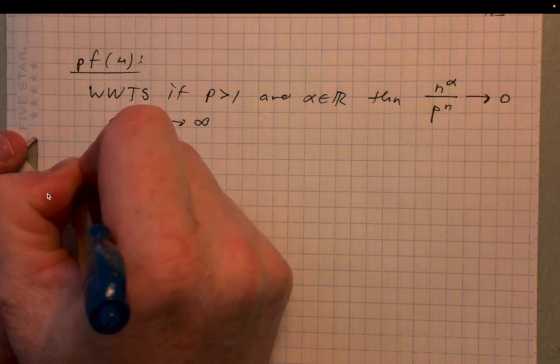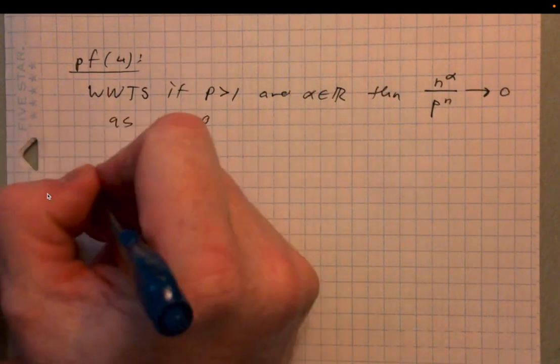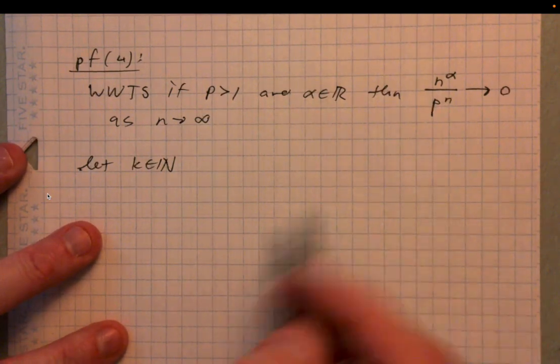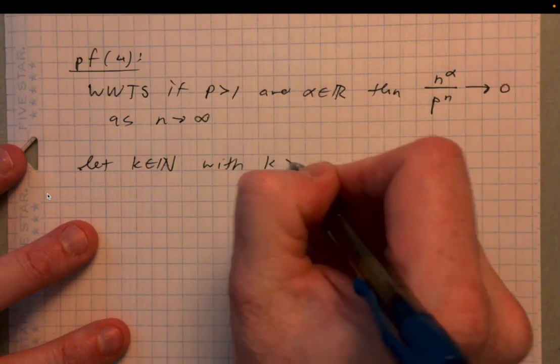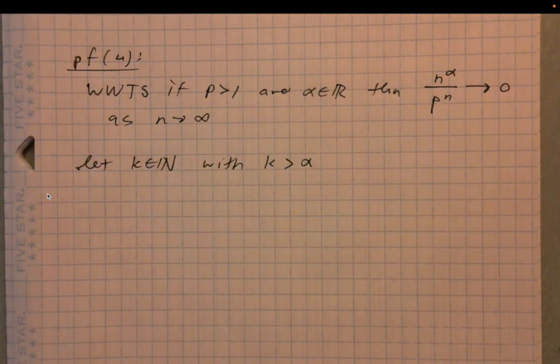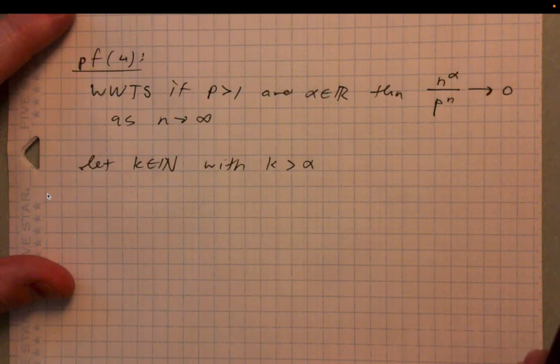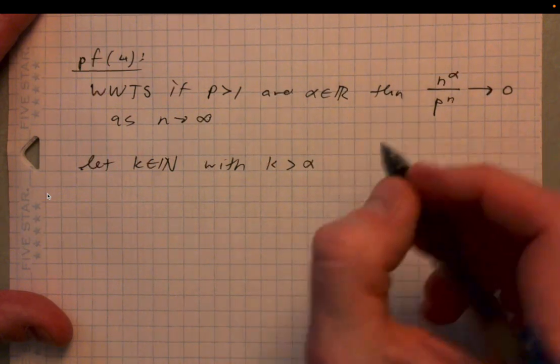We're gonna introduce a number k. We're gonna let k be a natural number, and we're gonna choose a k such that k is greater than alpha. That'll be very important towards the end. So k needs to be larger than whatever alpha is. Now remember, alpha is just a constant in R. So alpha is not changing or growing. Alpha is just a constant in R. Okay, and so we'll let k be a natural number with k greater than alpha.